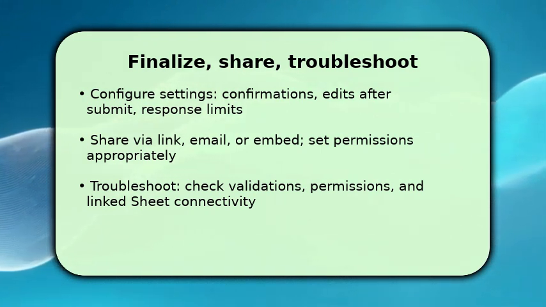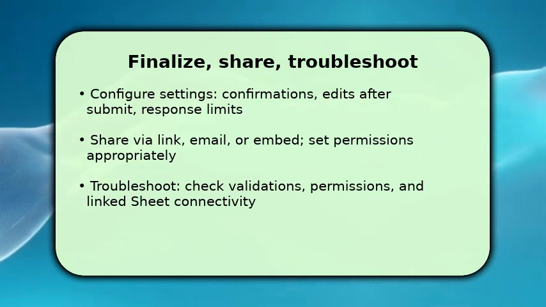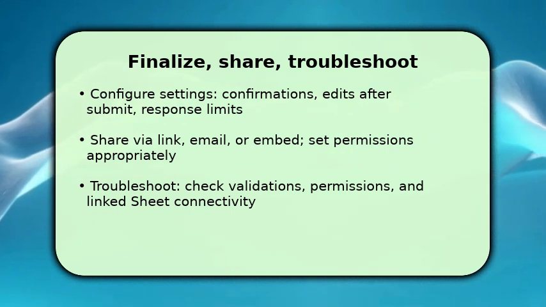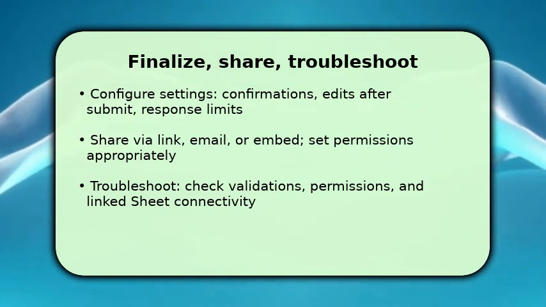If things go wrong, first check validation rules and permission settings, then confirm the sheet connection hasn't been severed. If a branch misroutes, revisit section rules and retest the affected paths immediately.